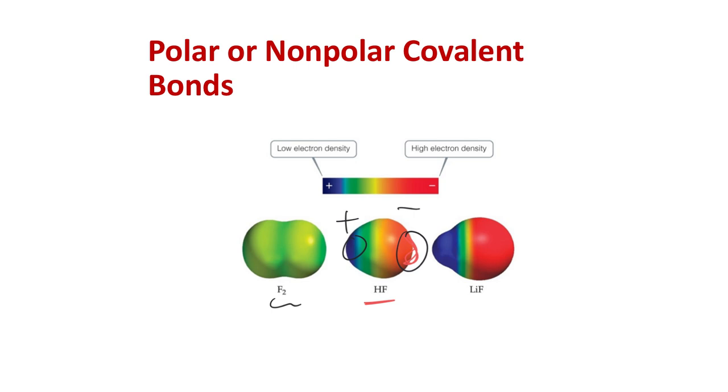You didn't for F2, just like you didn't for Cl2. So no charge here, so this is nonpolar. This is polar. And then if you get all the way to LiF, that's ionic. So that's like +1 -1. But if you notice, there's not too much of a difference between what the plus and the minus look like for HF versus LiF. But HF doesn't quite get fully to the +1 -1.